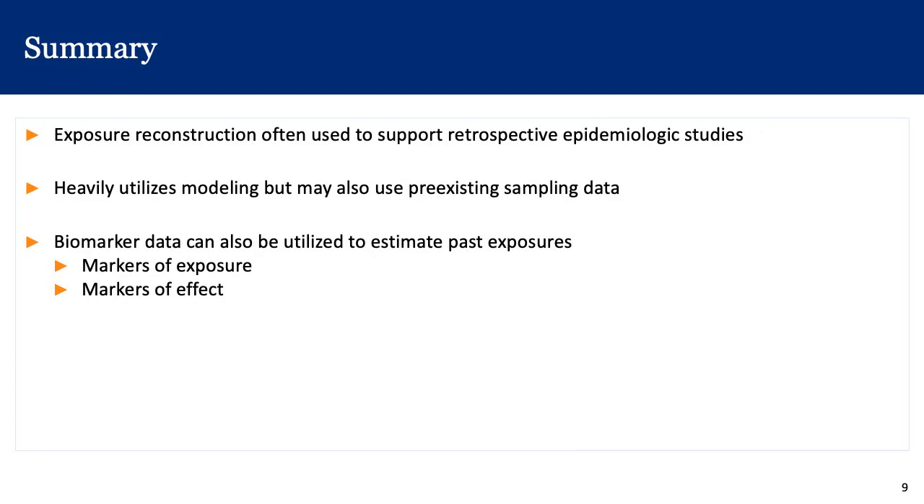So to summarize, exposure reconstruction is often used when we have a need for retrospective assessment, like a retrospective epidemiologic study or a legal court case where a claimant is claiming that exposures they had in the past made them sick today. It heavily utilizes computer modeling, but may also utilize pre-existing sampling data. But biomarkers can also be utilized to estimate past exposures, as we've discussed. And because the technology has improved so much, we can also not only measure markers of exposure, but we can also measure markers of effect.